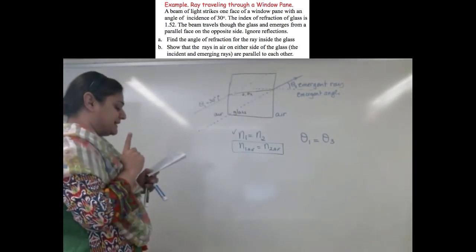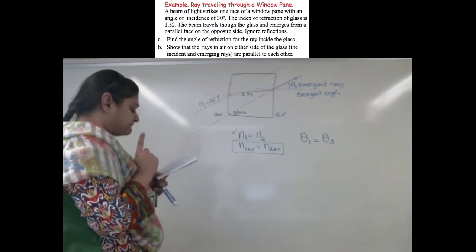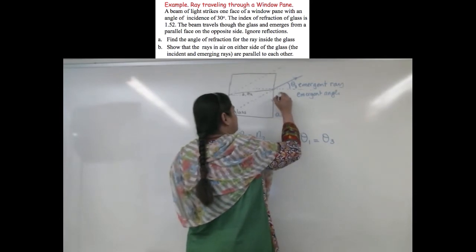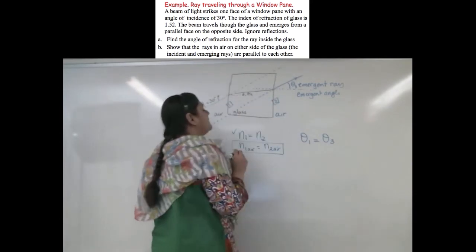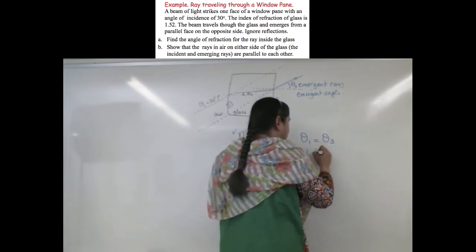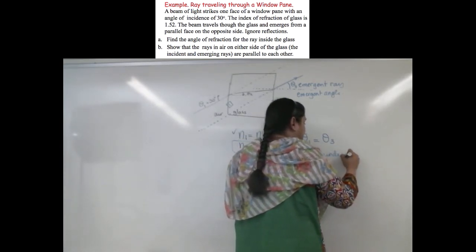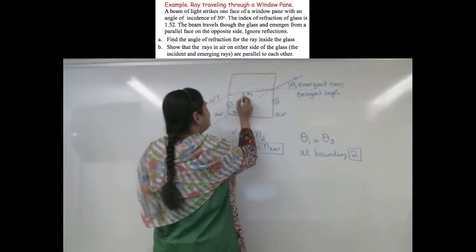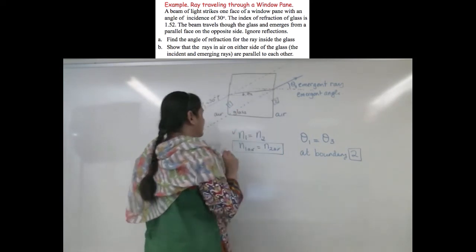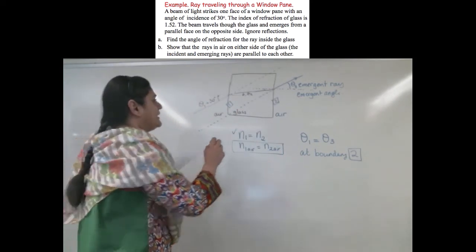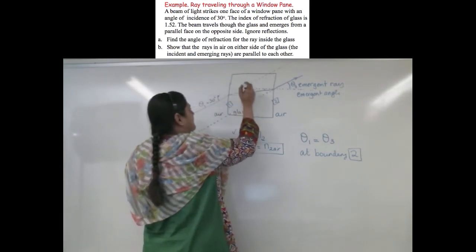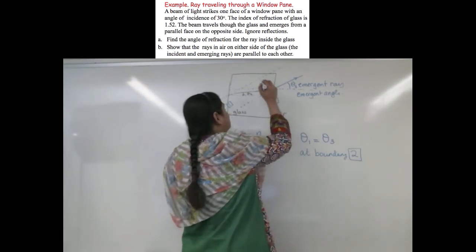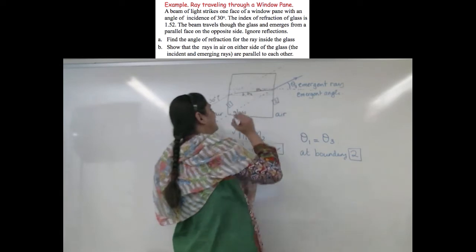Okay? Now how do I do that? So at boundary 2, this boundary, this is going to be my boundary number 2. This is my boundary number 1, right? At boundary 2, what do I know? If I call this theta 2, what is this angle going to be? If this is normal to the surface and this is normal to the surface, that means this angle, by a little bit of geometry, will also be theta 2.